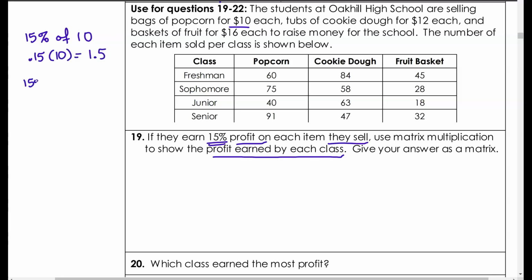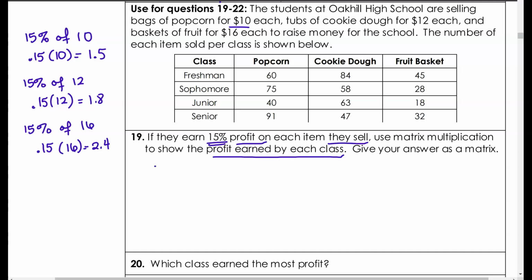Then I need to figure out what is 15% of cookie dough, which is $12. So that's going to be 0.15 times 12, which would give me 1.8. And lastly, you need to figure out what is 15% of the basket of fruit, which is 16. So that's going to be the same thing, 0.15 times 16, which is equal to 2.4. So these are the values of our profit.